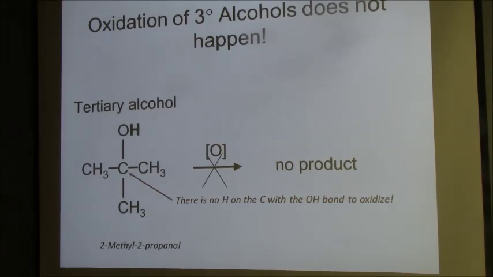But in a tertiary alcohol, there is no hydrogen, right? This carbon already has 4 bonds. If this had another bond on it, this carbon would have 5 bonds, so we can't have that. That's not possible. All right, so there's no oxidation of a tertiary alcohol, no reaction. And those are the overview of our alcohol nomenclature rules and our reactions of alcohols.